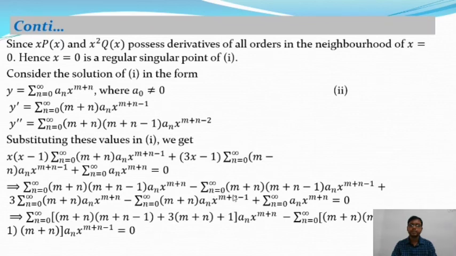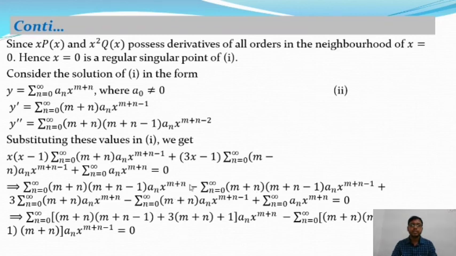minus 1 into this, that means minus summation over n is equal to 0 to infinity (m plus n) into (m plus n minus 1) into a_n x to the power m plus n minus 1, plus 3x into this, that means 3 into summation n is equal to 0 to infinity. So after multiplying by x in that summation, we will get this term, that means (m plus n) a_n x to the power m plus n, minus summation n is equal to 0 to infinity, that means minus 1 into this (m plus n) a_n x to the power m plus n minus 1, plus the last term, that means summation n is equal to 0 to infinity a_n x to the power m plus n is equal to 0. The last term will remain the same.